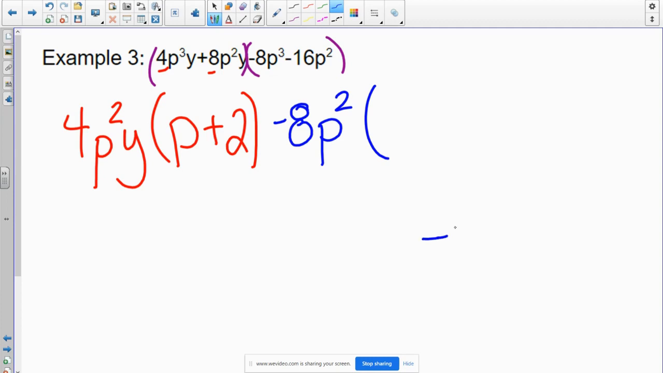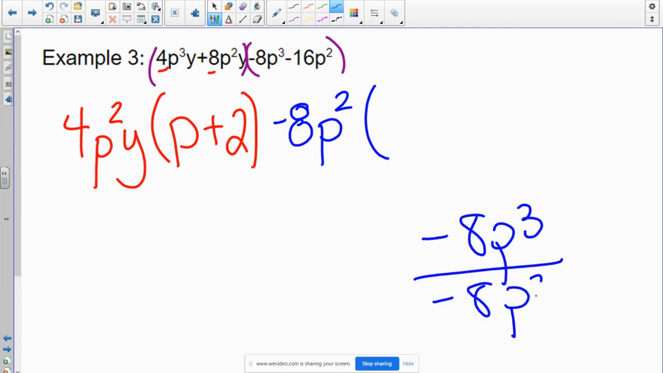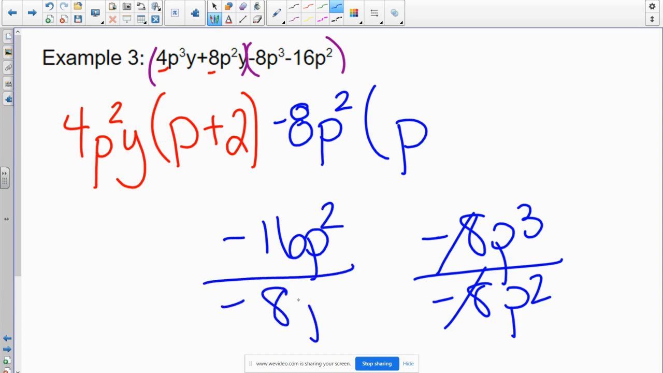Remember, I can show that really quick if you kind of forgot how to divide. So negative 8 divided by negative 8 leaves you with nothing or 1. And remember, you subtract the exponents, which would leave you with 1p. And then negative 16p to the second power divided by negative 8p to the second power. Your p's cancel out because 2 minus 2 is 0. And negative 16 divided by negative 8 leaves me with a positive 2.